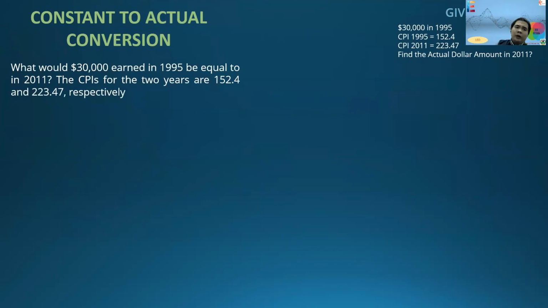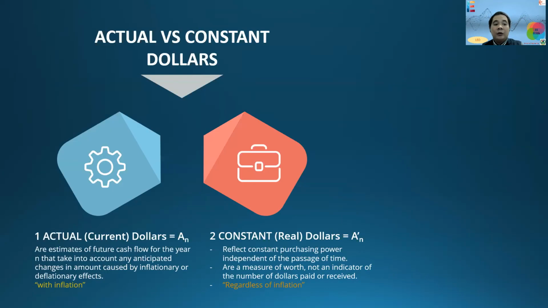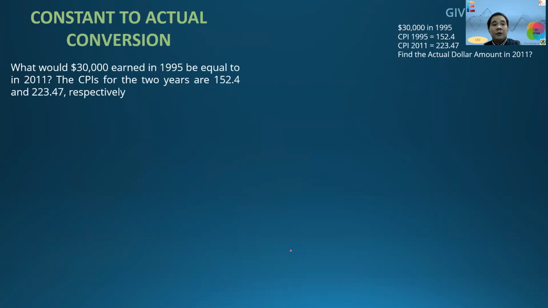And then comparing with problem number 1, you are knowing the amount including inflation if you are able to compute the actual dollars. And therefore you have to remember that when we say actual dollars, this includes inflation, and for constant dollars, that is regardless of inflation.